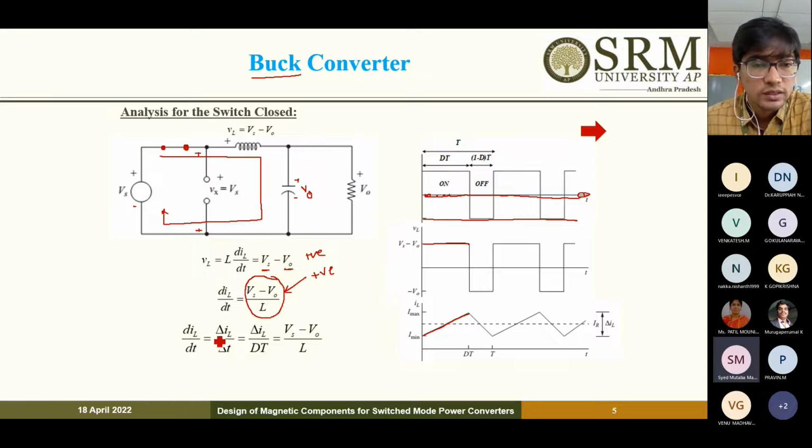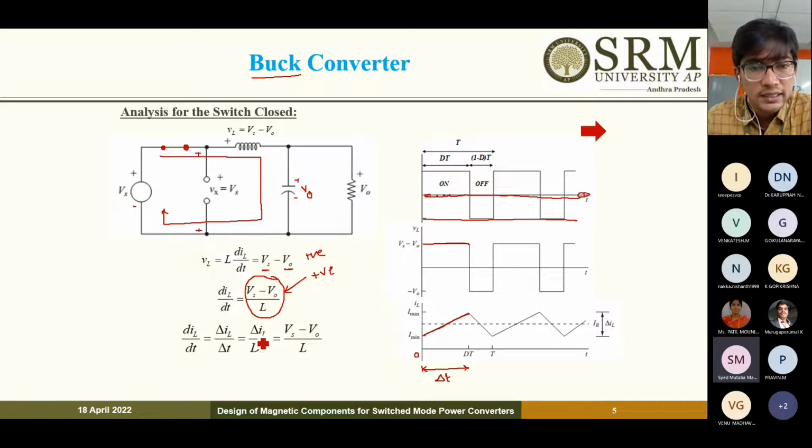From this, delta IL, that is the change in inductor current. dIL is nothing but delta IL, and dt is nothing but delta t. So delta IL by delta t, where delta IL is the change in inductor current. How much is delta t? From 0 to DT, this is the delta t during the switch on condition. So DT minus 0 is DT.